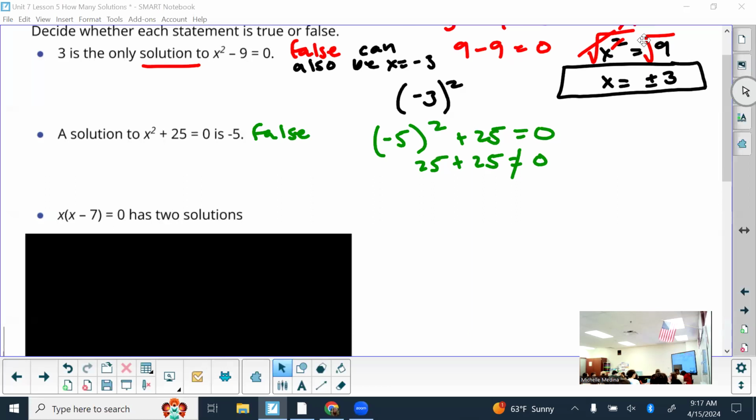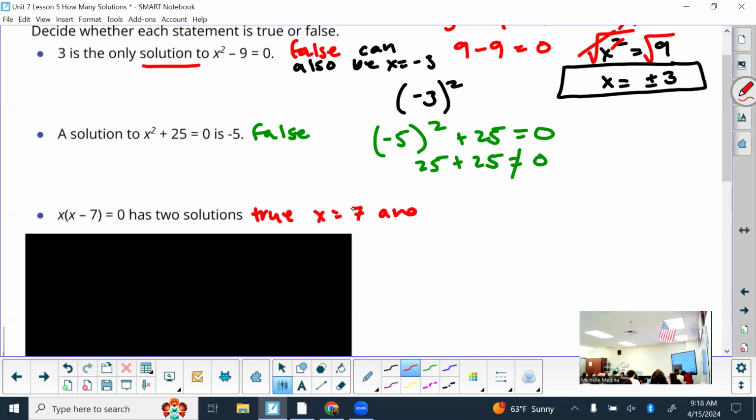50-50 chance. Is it true or is it false? Okay, Andre, what do you think? Do you know what the two solutions are? And that is correct. So one, is this quadratic? X times x minus 7, would it produce a U shape if I graphed it?